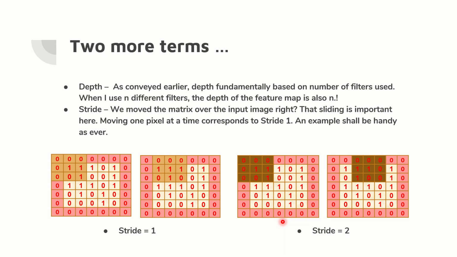Stride. What is stride? We move the matrix in the image. We slide over. I called it sliding, right? Now I have first gone through this region. I have convolved here. Now I move it by 1 pixel. I moved 1 pixel away. So this is called stride as 1.